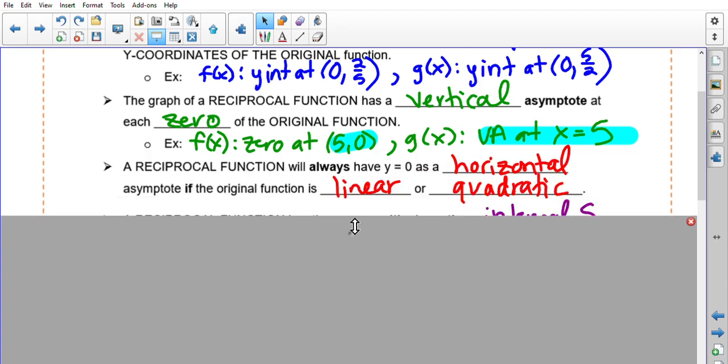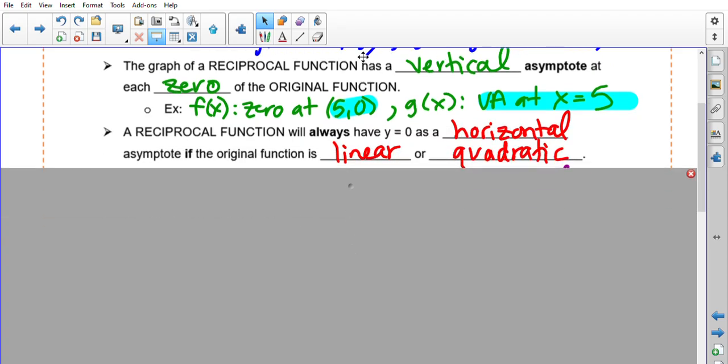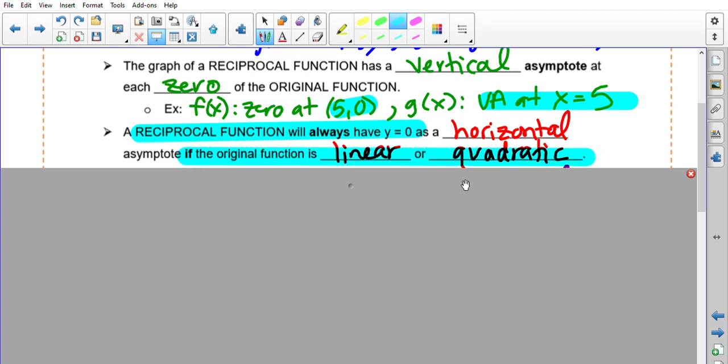A reciprocal function will always have y equals 0 as a horizontal asymptote if the original function is linear or quadratic. Typically I only have you do reciprocal functions of linear and quadratic ones, so you always know the horizontal asymptote will be y equals 0.